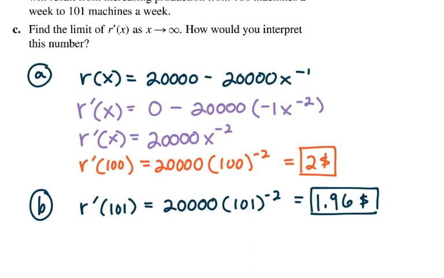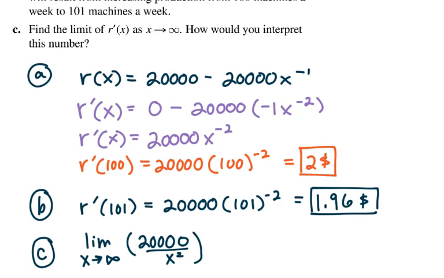If we look at the limit of marginal revenue as X becomes increasingly large, what happens to the function? So in this situation, the limit as X approaches positive infinity for R prime of X, for the marginal revenue, well, that's the same as 20,000 over X squared. 20,000 over X squared, moving that to the bottom, turns it positive.